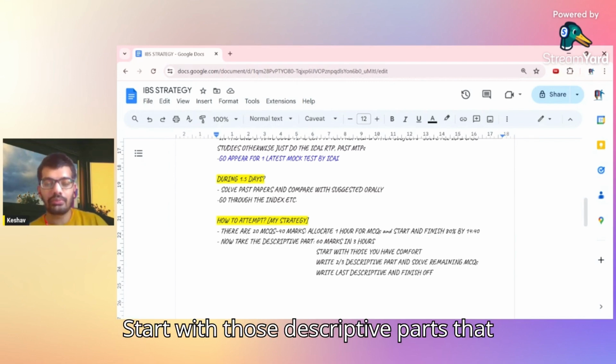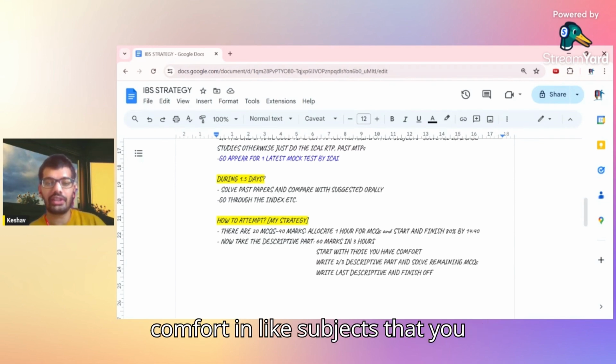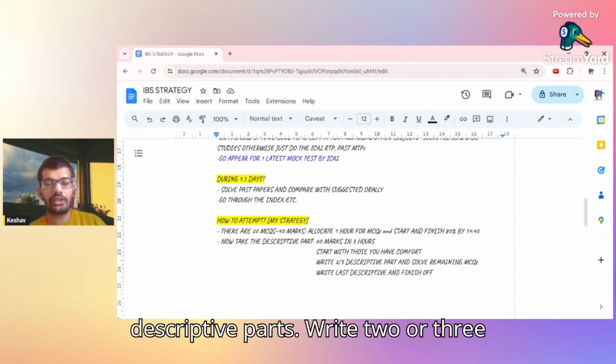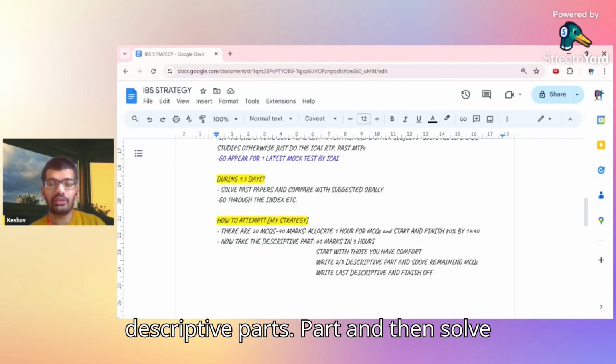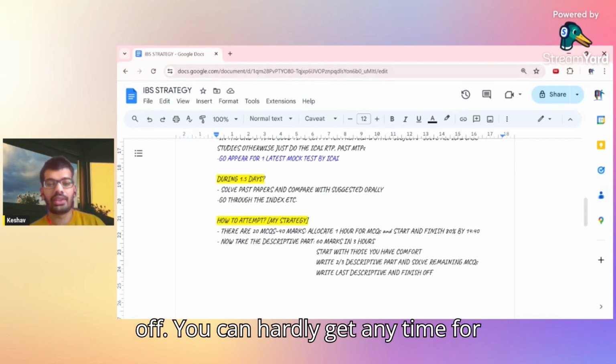Start with those descriptive parts that you feel you have the most comfort in, like subjects that you are most comfortable. Write 2 or 3 descriptive parts, and then solve the remaining MCQs that you were left with, and then write the last descriptive question and finish the paper off.